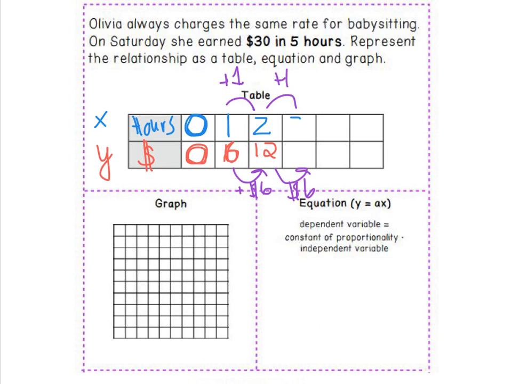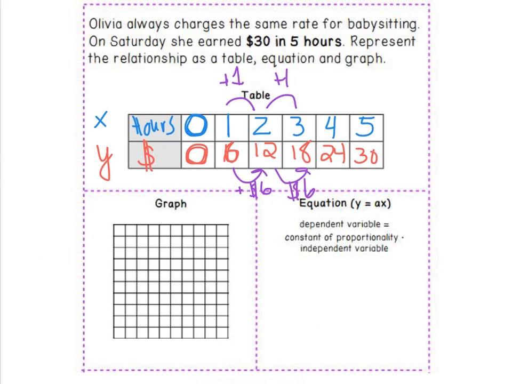So for 3 hours, she'll earn $18. For 4 hours, I'm going to add on $6 again. She would earn $24. And we get to 5 hours is $30, which is what the information in the problem told us.